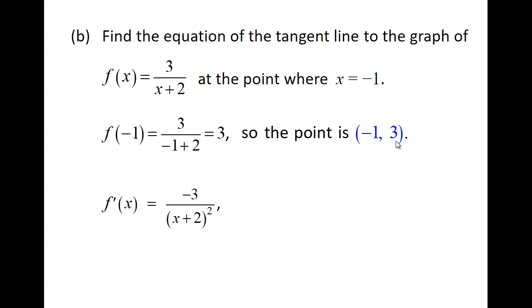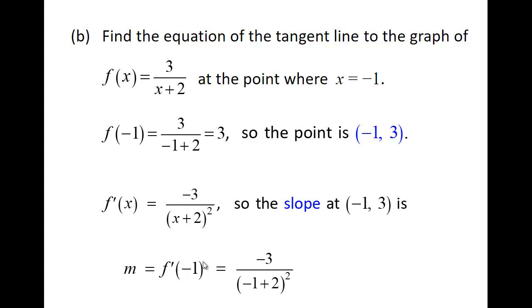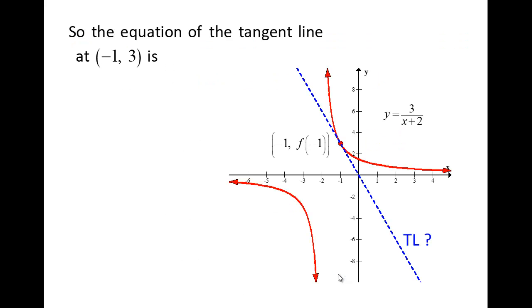negative 1. So the derivative when x is negative 1, f prime of negative 1, is going to be negative 3 over negative 1 plus 2 squared, which is going to be negative 3. So what we find is that the slope of the tangent line to the graph of the function at negative 1 is negative 3. So now we can write down the equation of the tangent line.